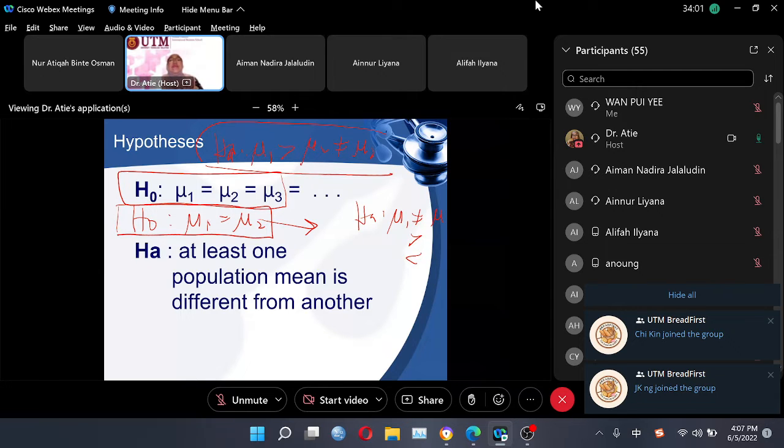Therefore, the best way to write our HA is just to write this sentence: at least one population mean is different from another, all right? So that's how you write your HA for ANOVA. Instead of writing an equation, you need to write a sentence. I really hope everybody can understand that, right?